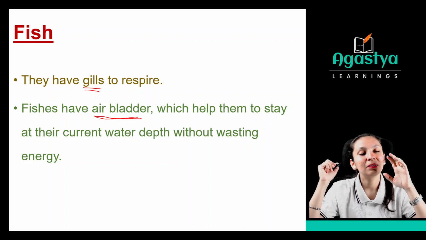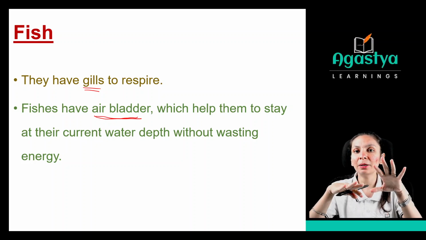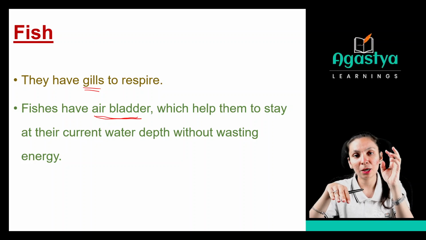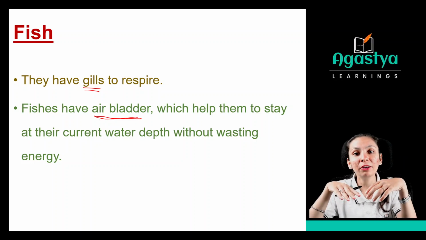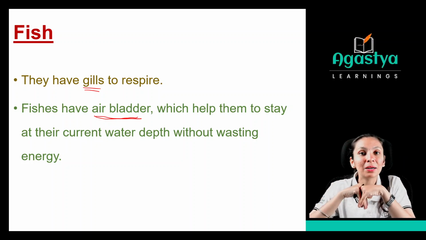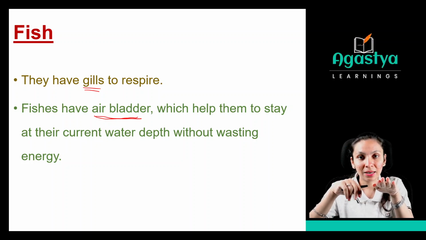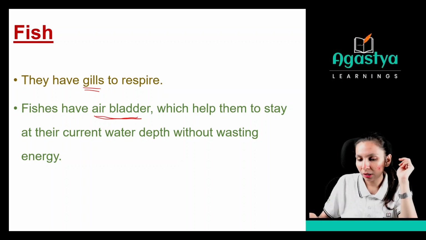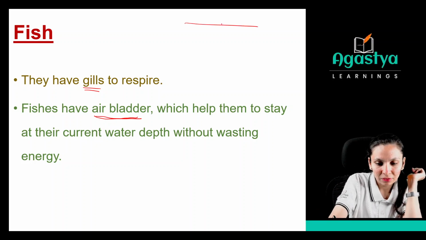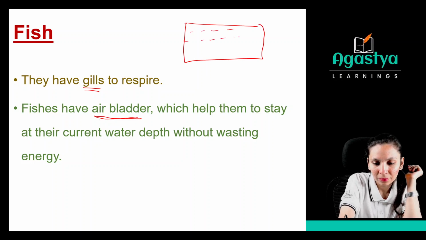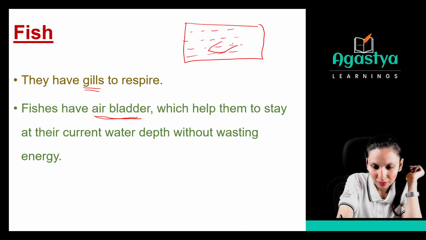See, if they are swimming in the water, they are moving from one place to another place. They are moving their direction, they are moving their body from one place to another place. But if this fish wants to stay at the current depth, right? See, the water has various depths. Imagine this as the depth of the water. Now, the fish wants to remain at this much depth, right? So how can they stay at this depth only?